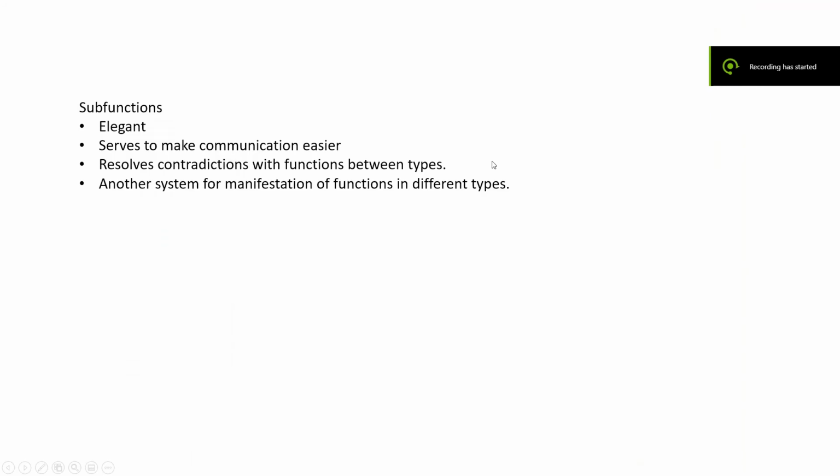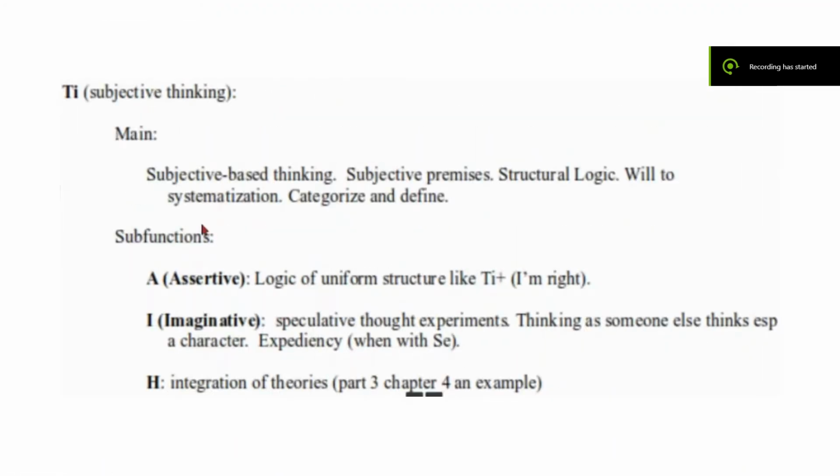Okay, now on to TI. Subjective-based thinking, subjective premises, structural logic, will to systemization, categorize and define. So I mean, surely this is what's happening now. This is what Model V is. Structural logic, systemization, defining things, categorize. Subfunctions, assertive, logic of uniform structure, like TI plus, I'm right.